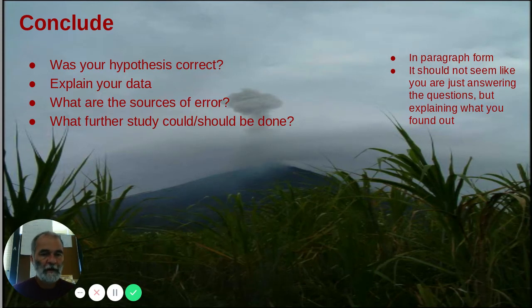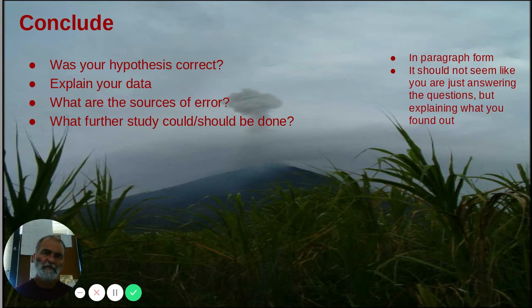What are some of the sources of error? What might have gone wrong? What might you have done wrong? What might the computer have done wrong? There's lots of different possibilities. Did the bell ring while you were testing something? Did it start to rain? There are all kinds of sources of error that might have happened. Did a volcano explode? It could have happened while you were testing your project.